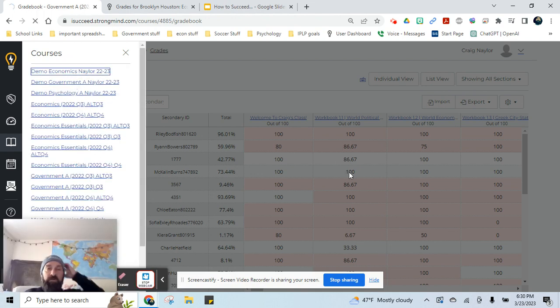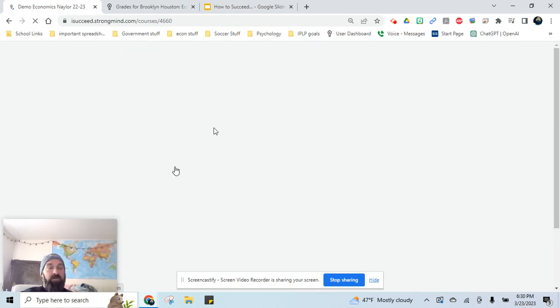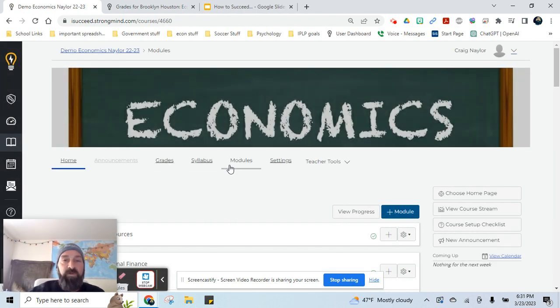And so you can see on the module section here that, sorry, this is taking a while to load up. My computer's being slow right now.